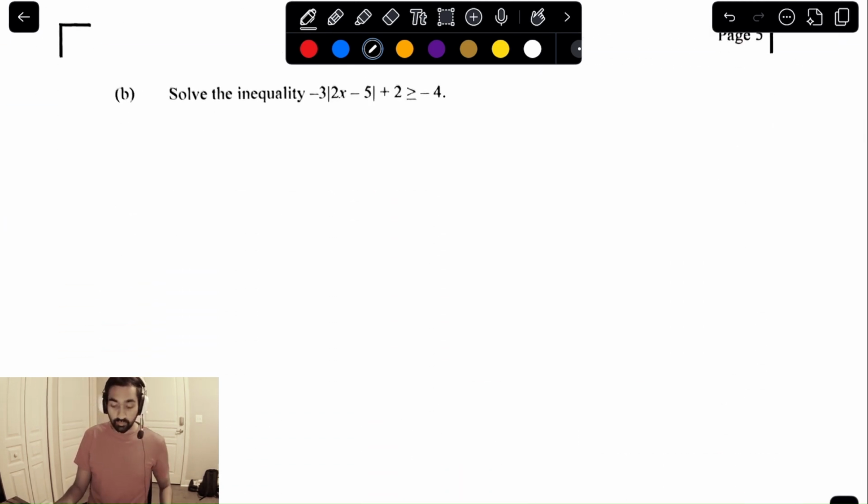Okay, now let's do part B. Part B is a modulus inequality. It says we have to solve the inequality minus 3 times the absolute value of 2x minus 5 plus 2 is greater than or equal to minus 4.